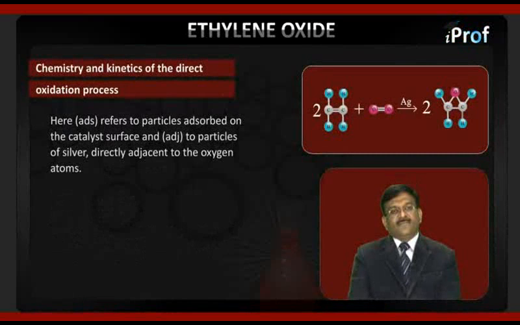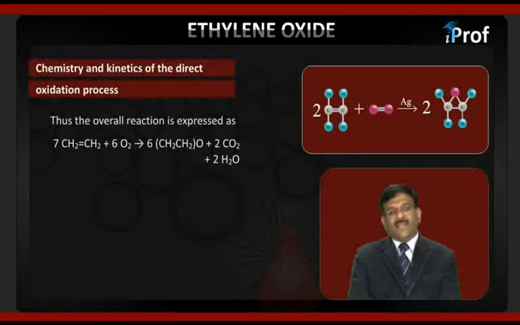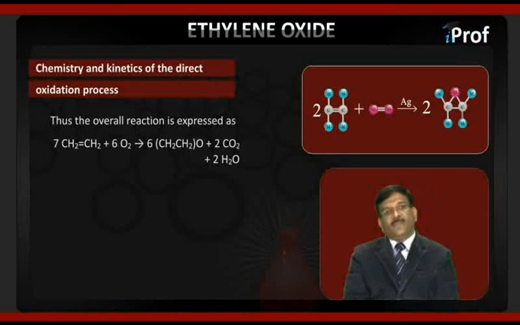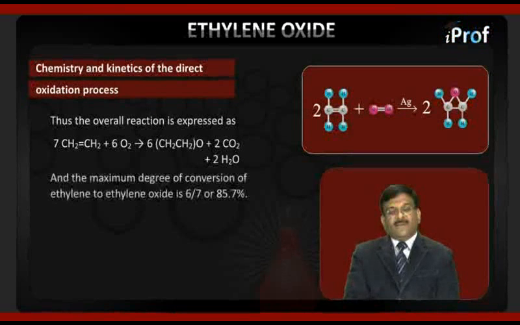Here the O's refers to the particles adsorbed on the catalytic surface, adjacent to the particles of silver, which are directly adjacent to the oxygen atoms. Thus, the overall reaction is expressed as 7 CH2=CH2 + 6 O2 gives 6 CH2CH2O + 2 CO2 + 2 H2O. The maximum degree of conversion of ethylene to ethylene oxide is 85.7%.